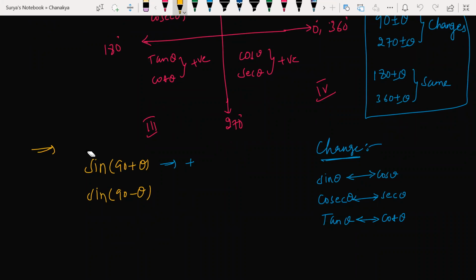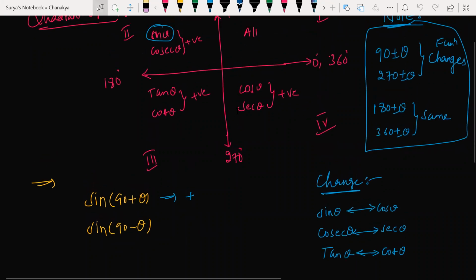Now everyone look at it. It's a very simple story here. Sin 90 plus theta. 90 plus theta is the second quadrant. In the second quadrant, sin will be positive. I know that, so the answer is going to be positive. But you have 90 plus theta, right? Whenever you have 90 plus or minus theta, the function changes. Sin changes to cos. So cos theta is your answer. Any doubts?